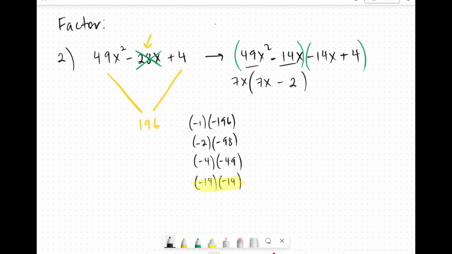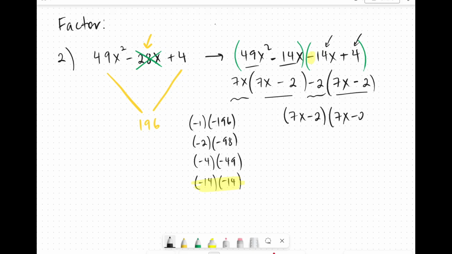From the second group, I will pull out a 2 because 14 and 4 are both divisible by 2, but since the front number in that group is negative, I will be taking out a negative 2. So now the matching binomials are 7x minus 2. You write it once in the front, and then all of the remaining things are also 7x minus 2. Now, as you can see, the 2 factors that we got are identical, and you can leave your answer like this, or you can write it in a shorter way of 7x minus 2 squared.